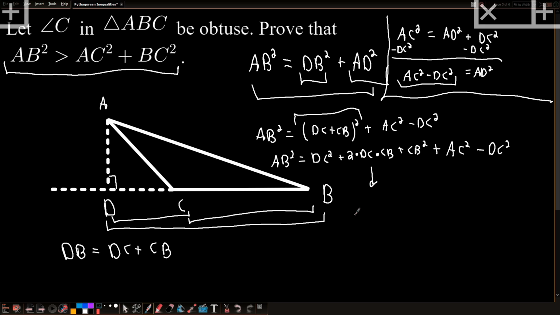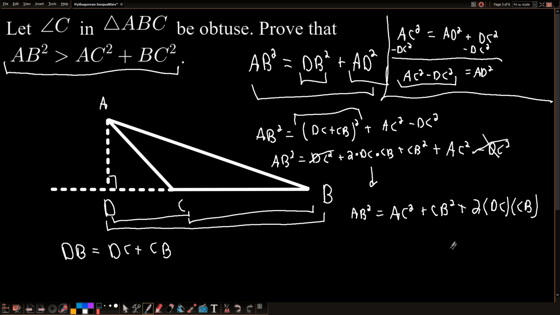Now, reducing this further, we have that AB squared is equal to, well, we have DC squared over here minus DC squared over here, so they are going to cancel out. And what are we left with? Well, we have AC squared plus CB squared plus 2 times DC times CB. Now, that is what AB squared is equal to.